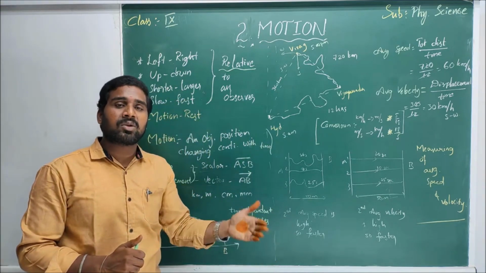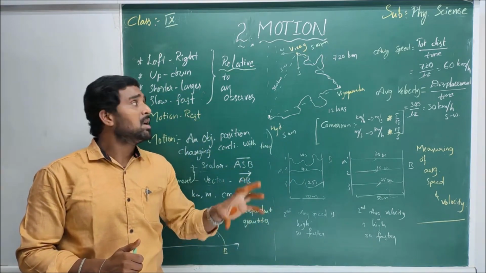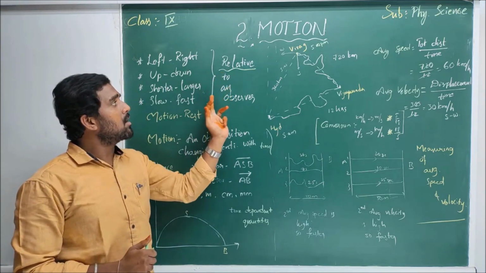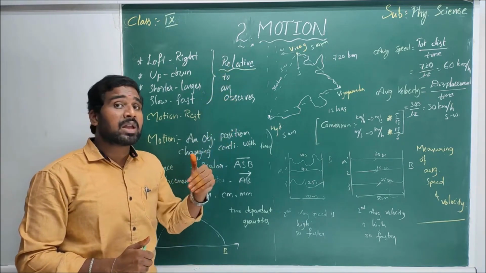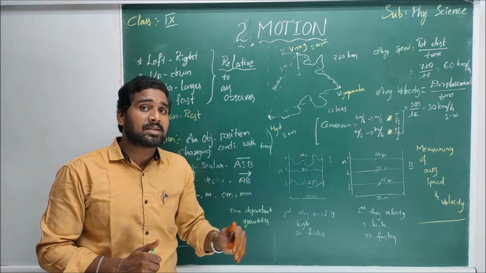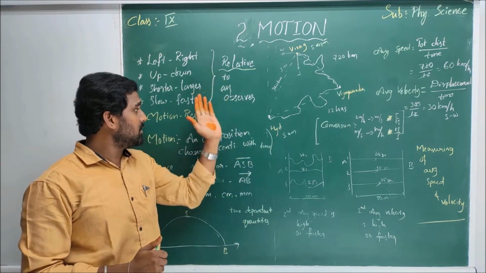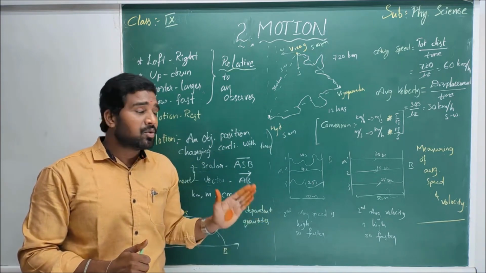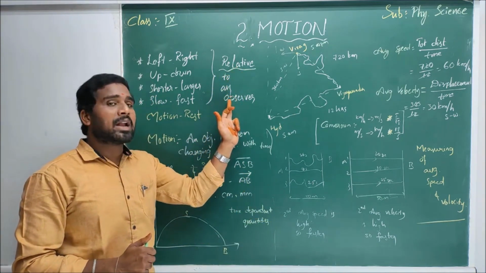In this way, up or down position, shorter and longer, slower or faster, these all depend on the observer. So these are relative to an observer. We can confirm and finalize here. In the same way, the motion or rest of an object is relative to an observer.